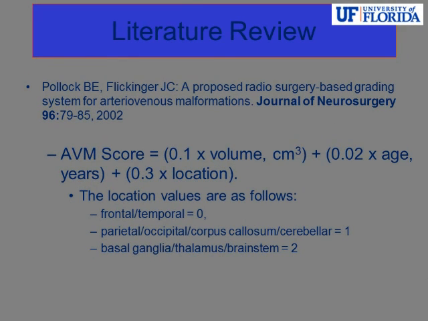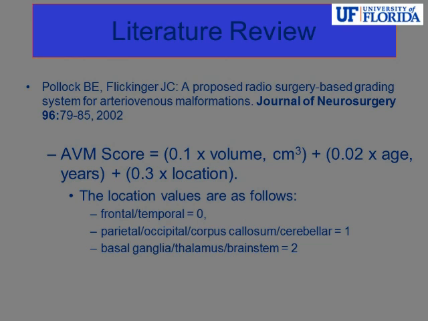All right, just one other paper that I want to discuss, and that is a paper that I did with Scott Raffa a couple of years ago, and basically we took this AVM rating system that was developed at the University of Pittsburgh by Bruce Pollock, who's currently at the Mayo Clinic. And basically the way this works is that the AVM score equals 0.1 times the volume in centimeters, 0.02 times age in years, and 0.3 times the location, okay?